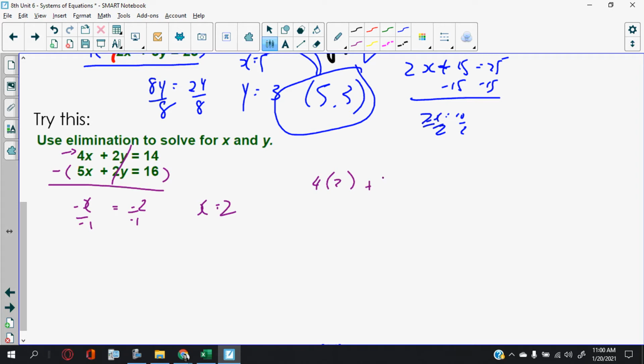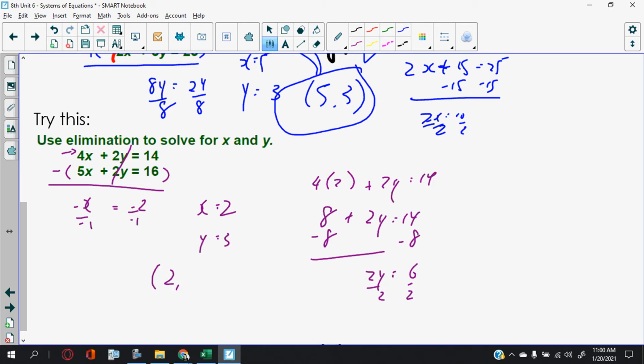I'll substitute in the first one. 4 times 2 plus 2y equals 14. That's 8 plus 2y equals 14. Subtract 8. 2y equals 6. So y is 3. So the answer is (2, 3), and that's all there is to it.